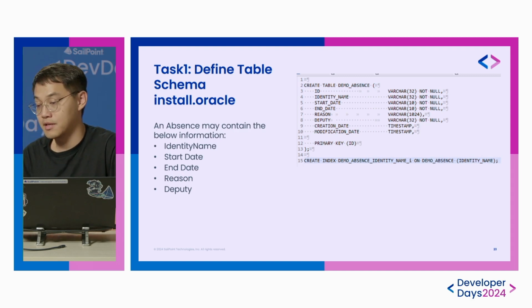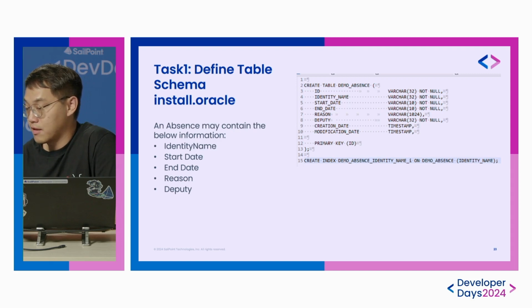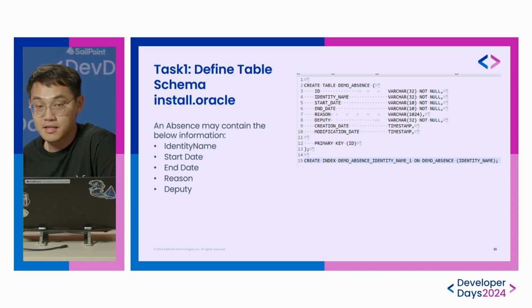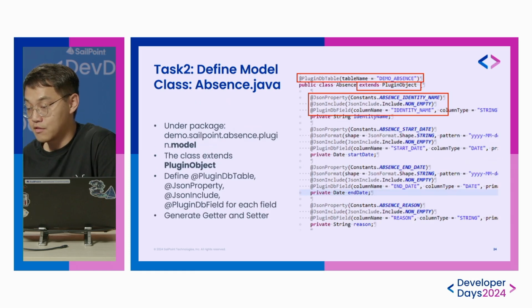Okay, then from the first step after every setup, we will define a table schema for our object. In this case, we come up with an absence record, for which we will need identity name, start and end date, reason for the leave, and a deputy for the user.